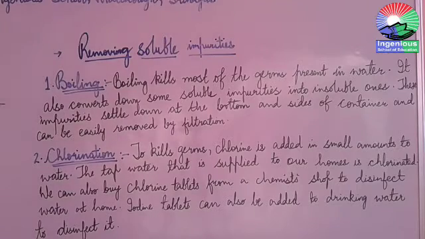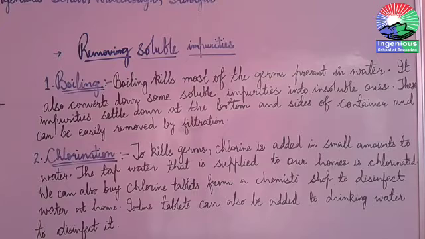Students, now let's learn about the methods by which we can remove soluble impurities from water. Method number 1 is boiling. Number 2 is chlorination. These two methods help us in removing soluble impurities from water, those impurities that are not visible to us. Now let's first talk about boiling.